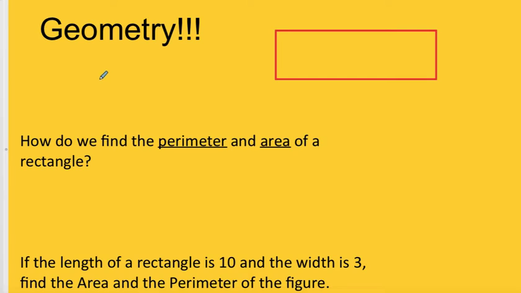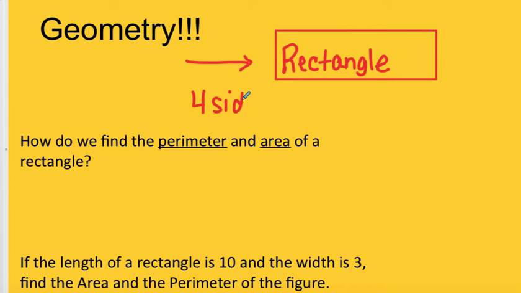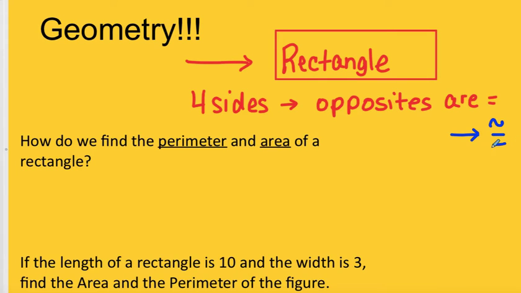We're going to throw in some geometry, because remember, we call this integrated algebra, so that means we do both. So hopefully you're familiar with this figure. It's called a rectangle. A rectangle has 4 sides, and the opposite sides are equal. In geometry, we have a name for that. We say that they are congruent, and we use a symbol that looks like that. It looks like an equal sign, but it's got this squiggle above it, which is like the approximate sign.